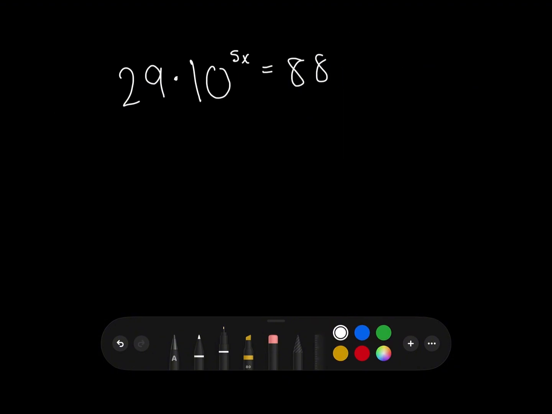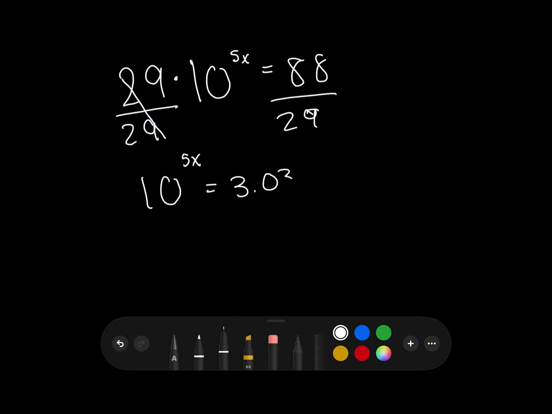Now I want to show you how you can use log in a type of equation that's asking you to solve for x. So here we have 29 times 10 to the power of 5x is equal to 88. We want to isolate the x variable. The first thing we can do is the inverse of multiplication, where we divide by 29 on both sides. Now we're left with 10 to the power of 5x is equal to 3.03448. You always want to round at the end.